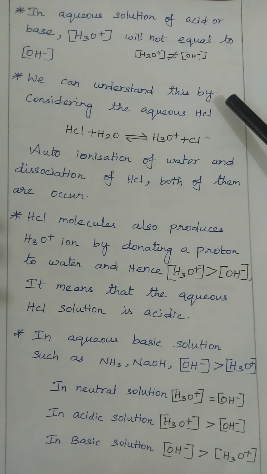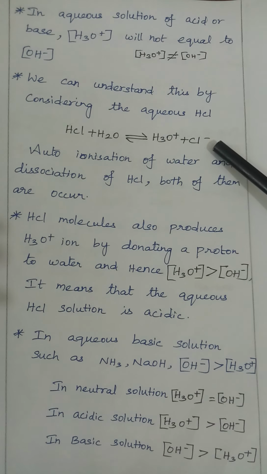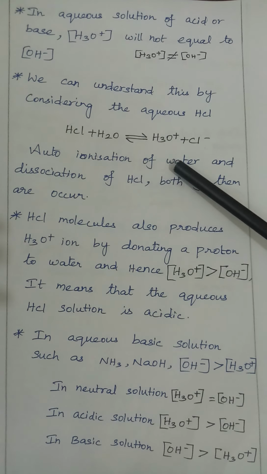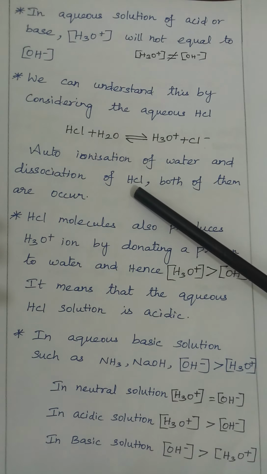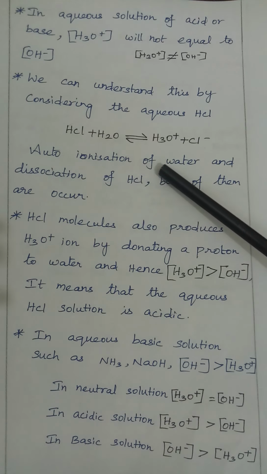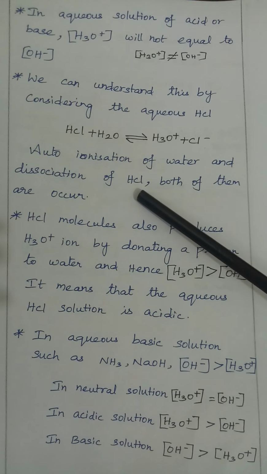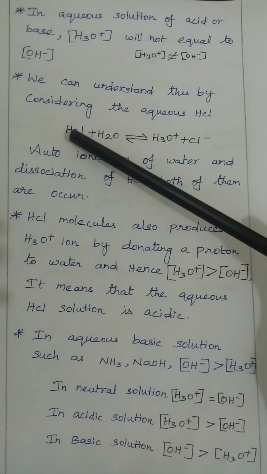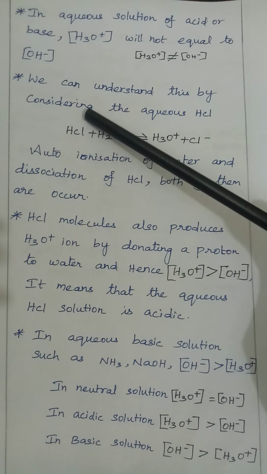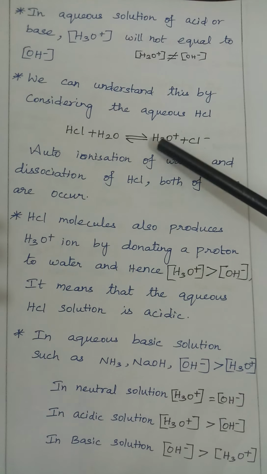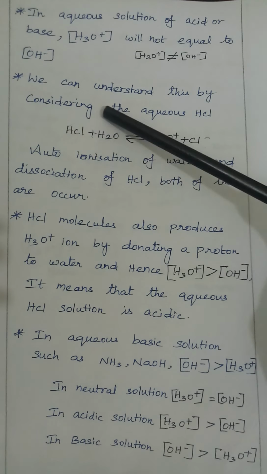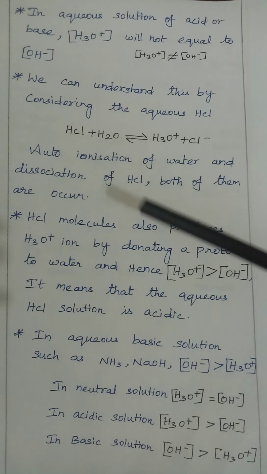We can understand this by considering aqueous HCl. HCl dissolves in water to form H3O+ and Cl- ion. Here auto-ionization of water and dissociation of HCl both occur. What happened in this? Auto-ionization of water and also dissociation of HCl. The HCl molecule also produces H3O+. What happened in this?